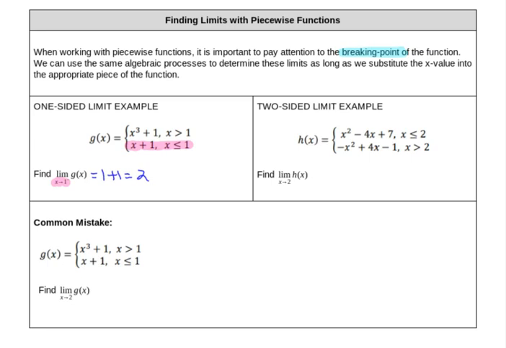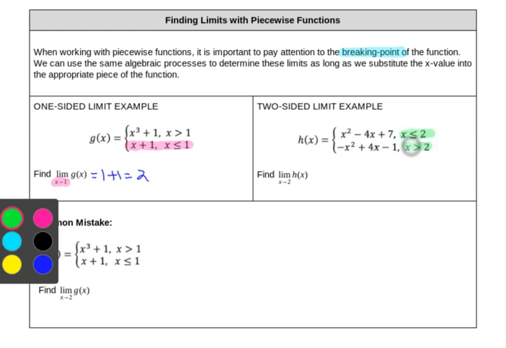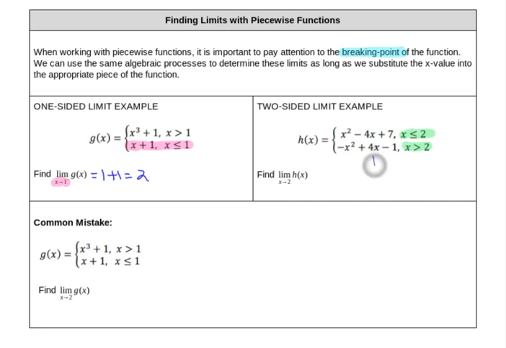Looking at number 2, though, this two-sided limit, we're looking for the limit of h of x as x approaches 2, and we can see in this case that 2 is our breaking point, which means we're going to need to look at the left and right limits of this function. So if I wanted to do the limit as x approaches 2 from the left of h of x, that means I'm going to plug into this top function here. So it's going to be 2 squared minus 4 times 2 plus 7. And so we get 4 minus 8 is negative 4, plus 7 is 3.